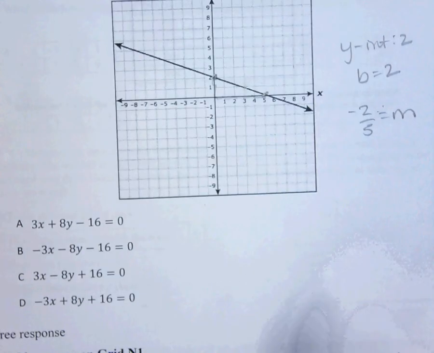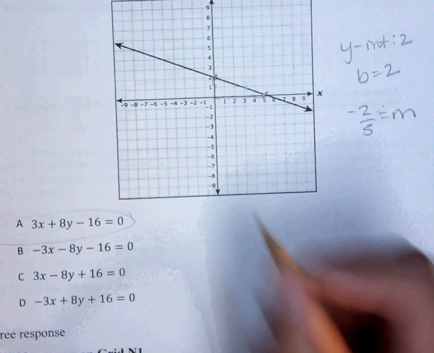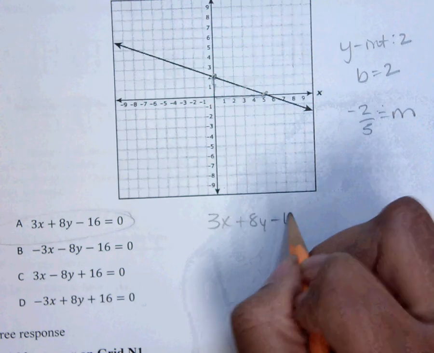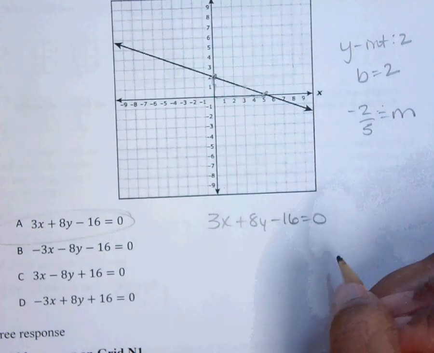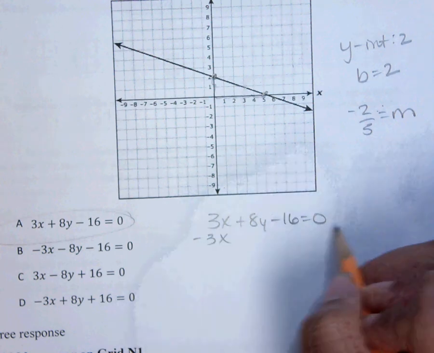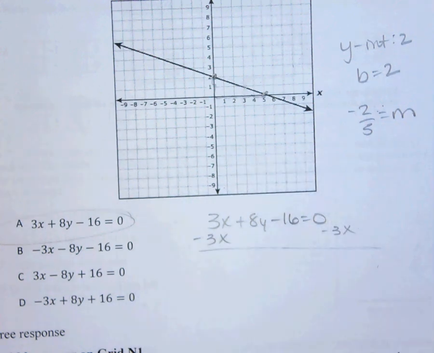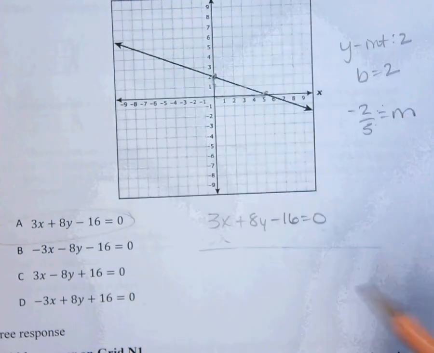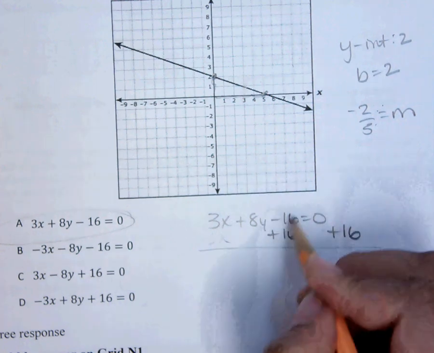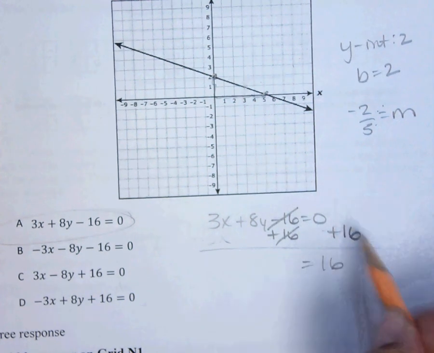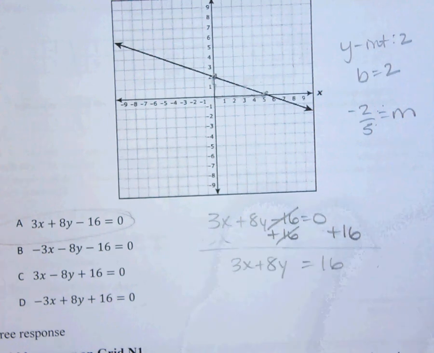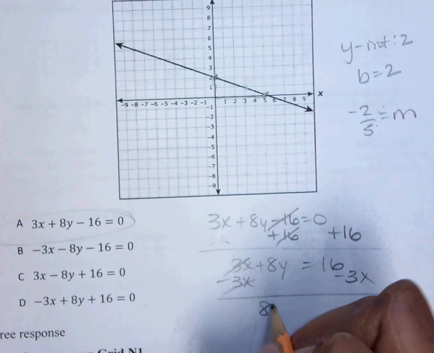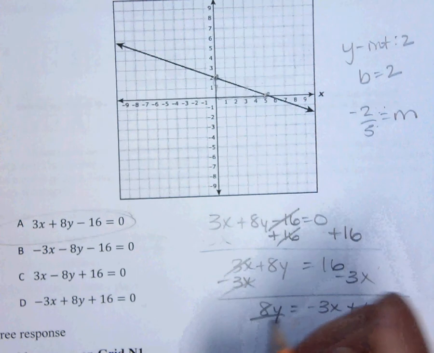Okay, so now let's take this 3x plus 8y minus 16 equals 0. And let's solve for y. So I'm going to subtract 3x. And I know some of you are saying, Miss, why did you do that first? Why didn't you move the 16? Okay, I'll move the 16 first. It's not a big deal. So move the 16 first. Now this probably looks more familiar to you. Now you move 3x. 8y equals negative 3x plus 16, and then divide by 8.